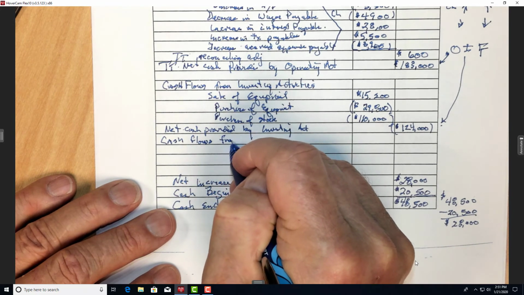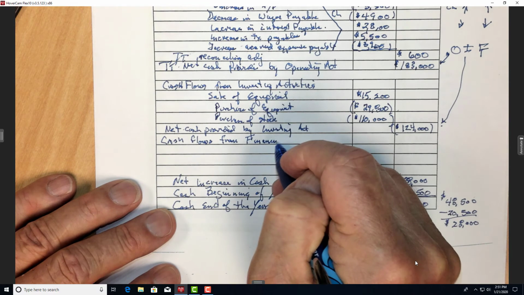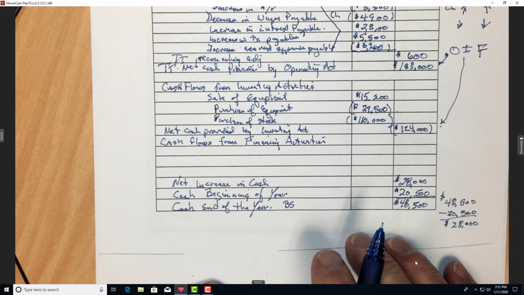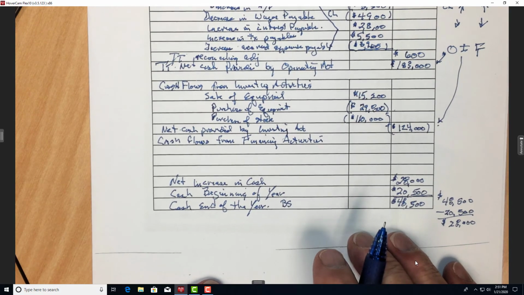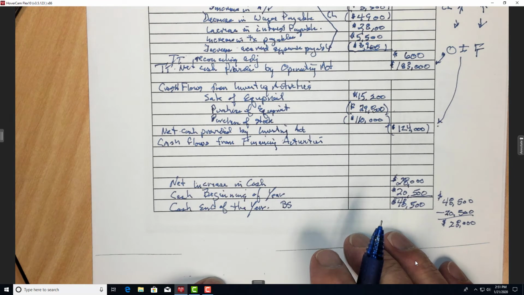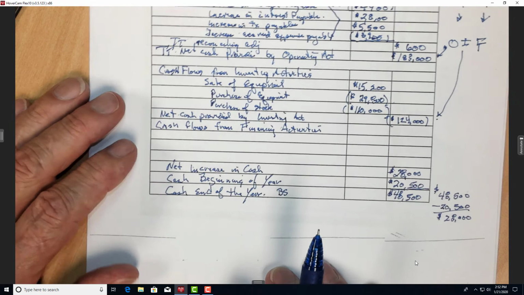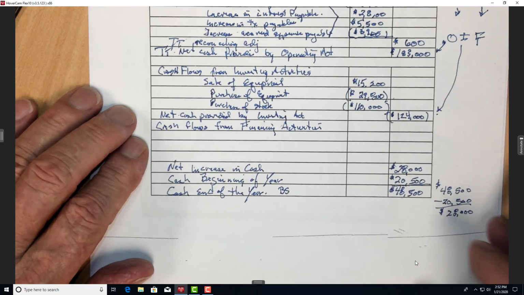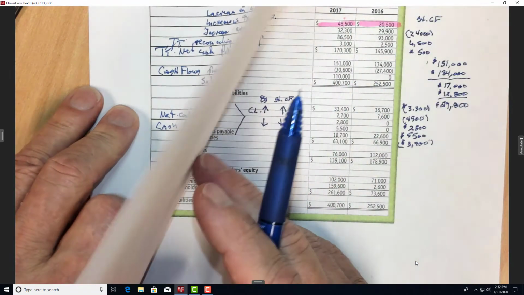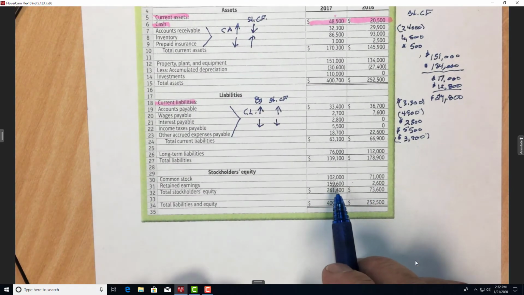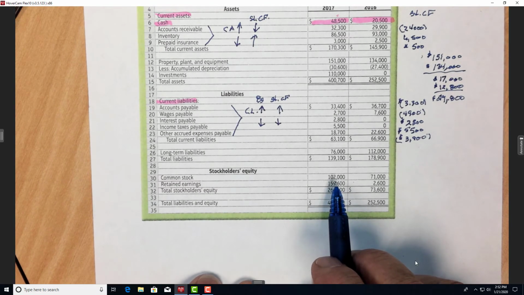All right. So we now have to look at cash flows from financing activities. Well, for financing activities would be cash dividends, and if we look at cash payments for dividends, the cash payment for dividends gets to be a little bit tricky.